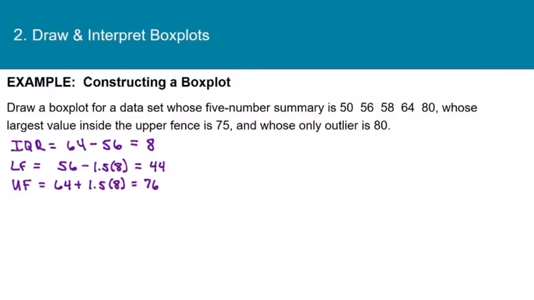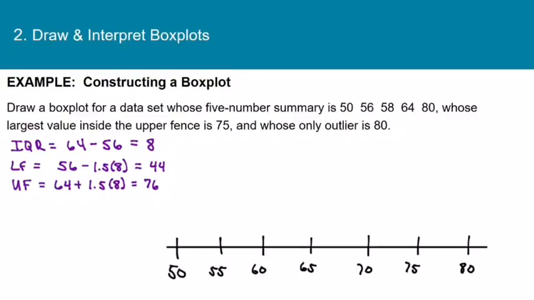is 80. So now let's make our number line go from the smallest value to the largest value. And again, I just counted by fives. So I know that I'm going to need vertical lines at 56, 58, and 64, and I'll close those in a box just like that. And then I'm going to go ahead and draw the whiskers.